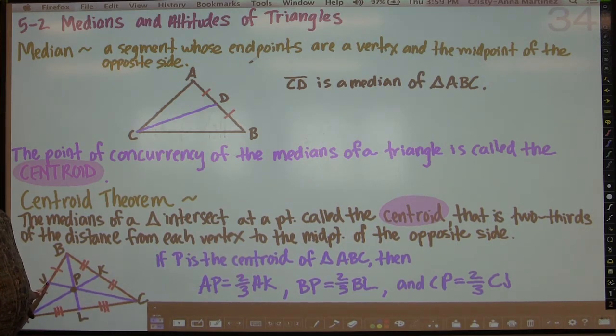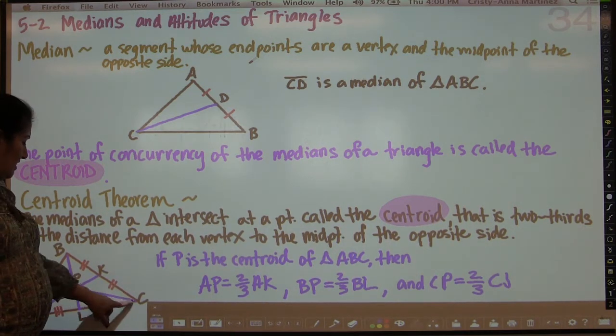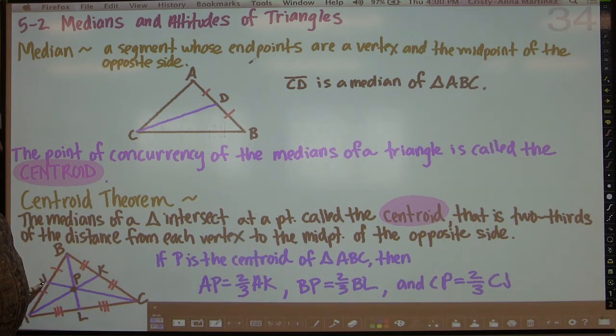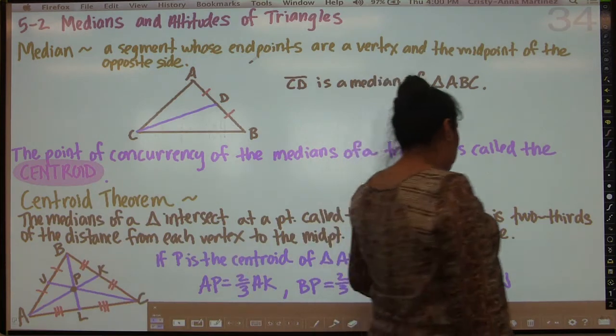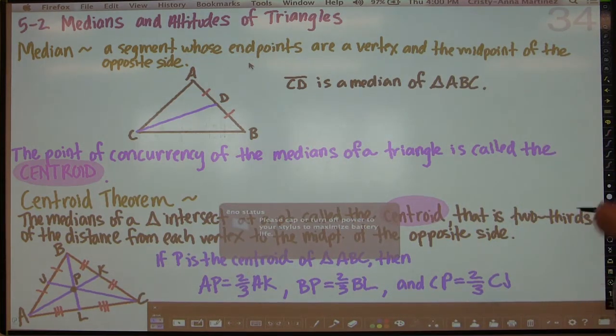So if this entire segment was, let's say, 9, then you would break it up into threes, because you have 3, 6, 9. And so 1/3 of 9 is 3, and 2/3 of 9 is 6. So JP would be 3, and CP would be 6, and the whole thing would be 9. That's how that works. And again, it is the center of gravity. It's kind of cool. So that's the theorem.